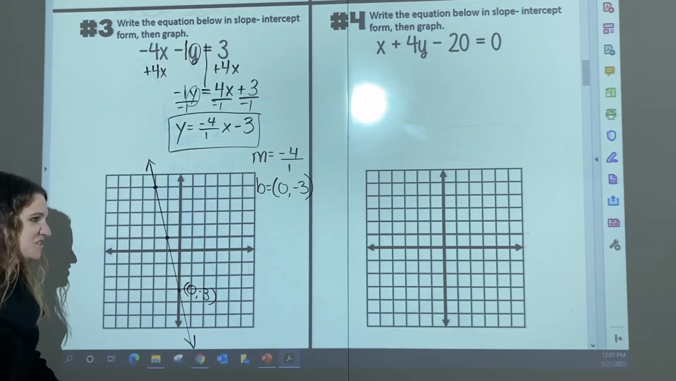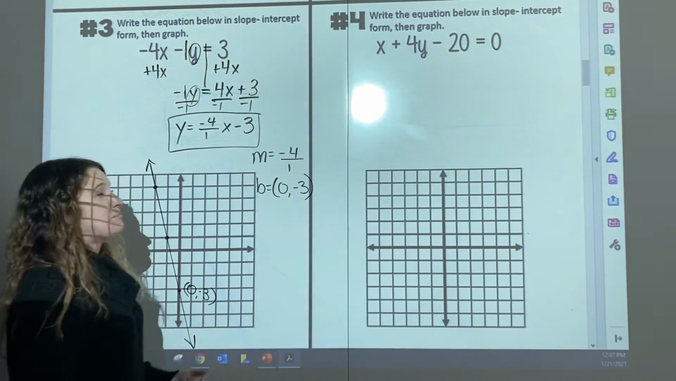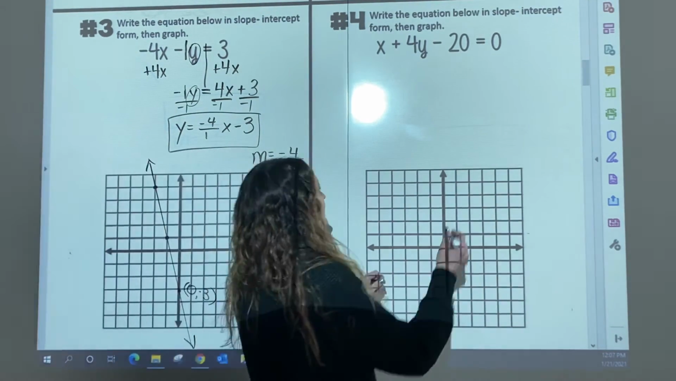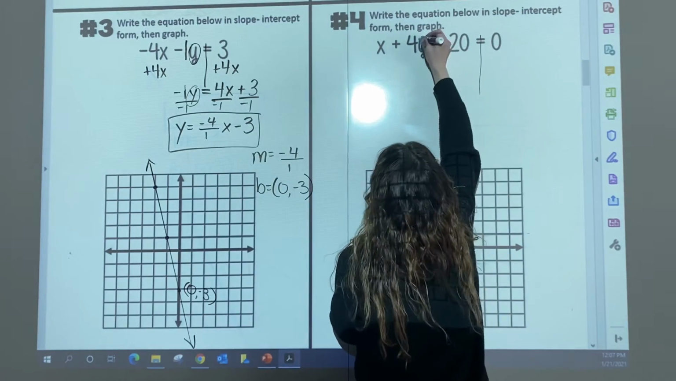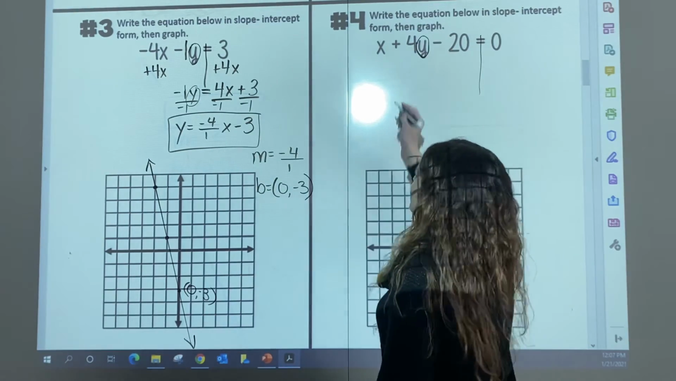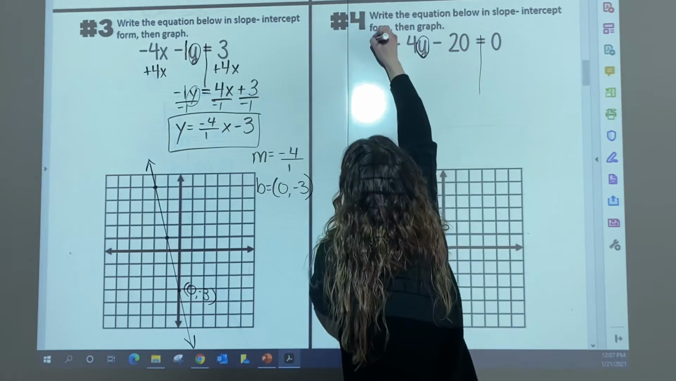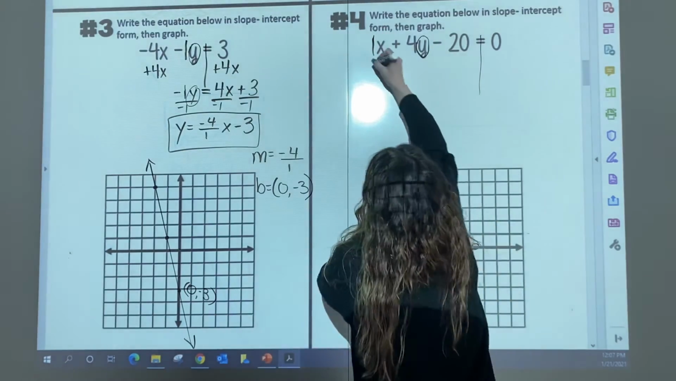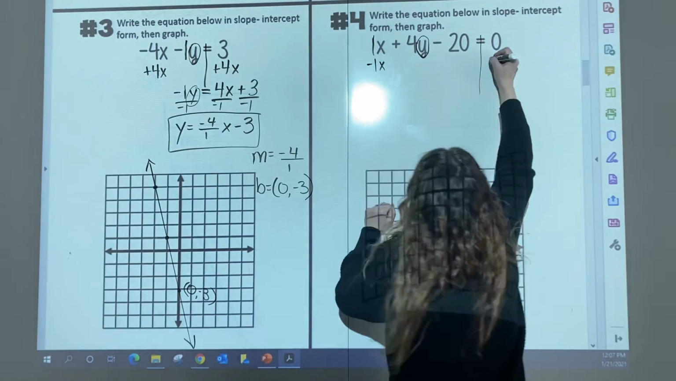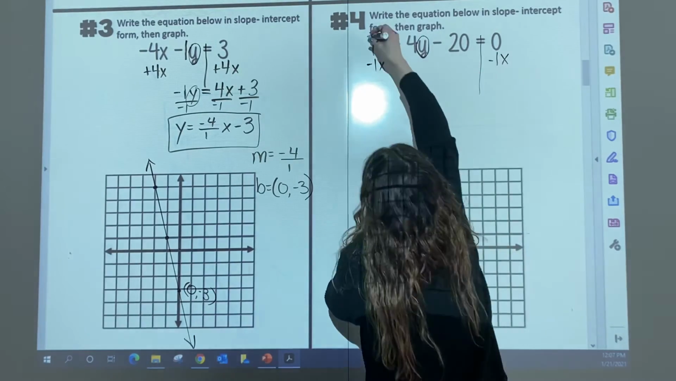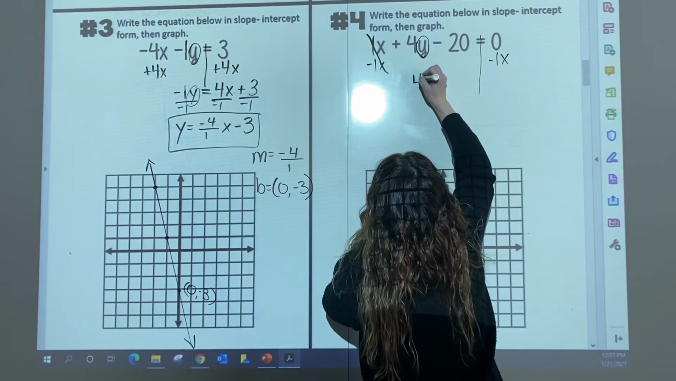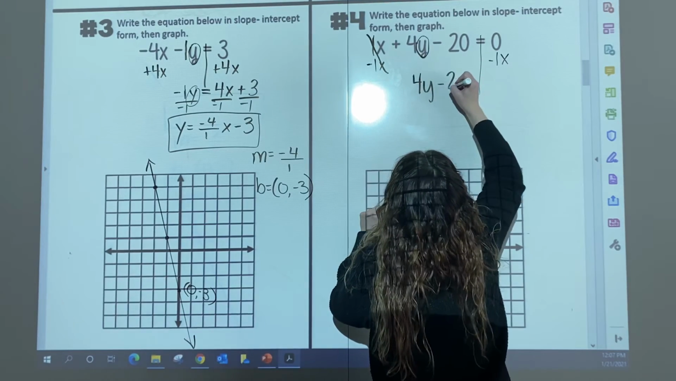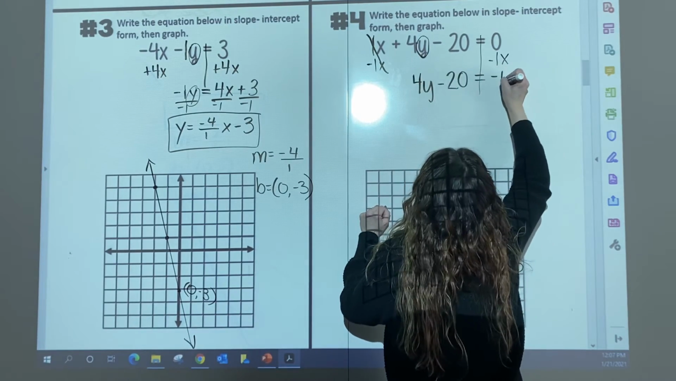All right, last one. Now this one looks a bit different, but we're gonna do the same exact thing. We're gonna circle our y. And since I have just the x, I'm gonna put a 1 in front of this. Let's move our x first. So I'm gonna subtract 1x from both sides. This is gonna go away. I'll drop down what I have left over, which is 4y minus 20 equals negative 1x.